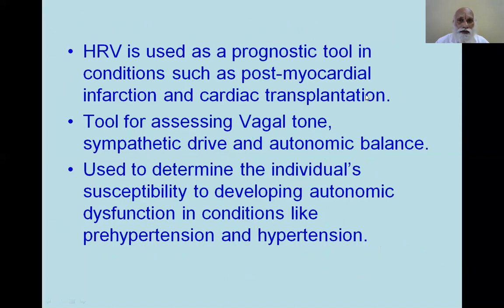HRV is used as a prognostic tool in conditions such as post-myocardial infarction and cardiac transplantation. So it can also give a good assessment of how things have improved. It is also a tool for assessing vagal tone, sympathetic drive and autonomic levels. This will be good for research people, particularly to determine an individual's susceptibility to developing autonomic dysfunction in conditions like pre-hypertension and hypertension. Pre-hypertension is on the borderline. So it says, yes, you are going to get hypertension.